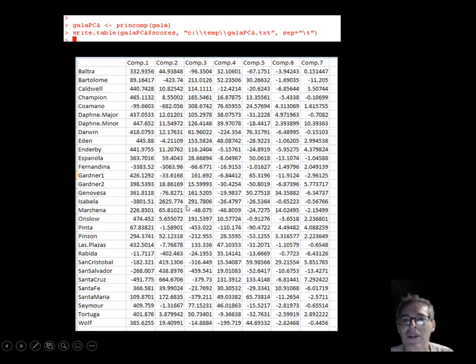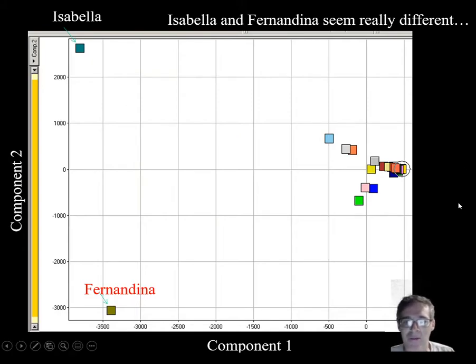We can always write out the principal components and graph them out. You can graph them in R. You can graph them in your favorite graphing software. So in this case, for princomp, we just say Gala PCA $scores and write it to a table, and we get a table that shows us the principal components. If we graph them out, we can see that this is a really useful view.